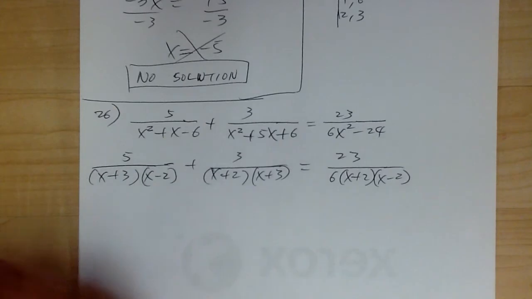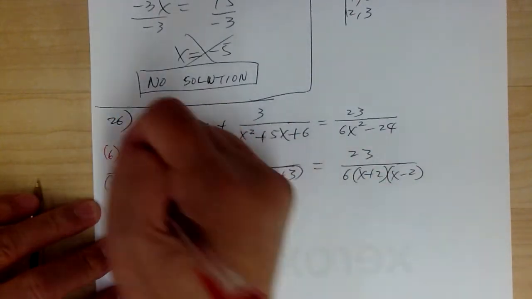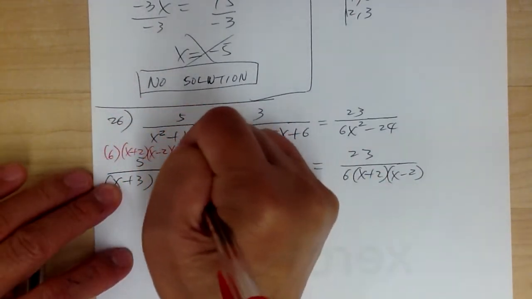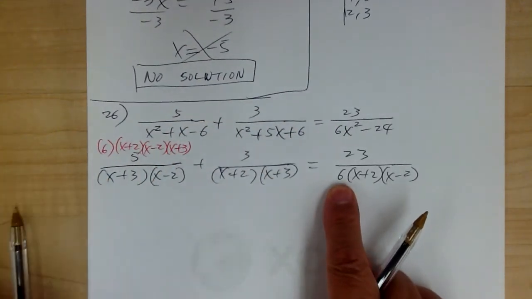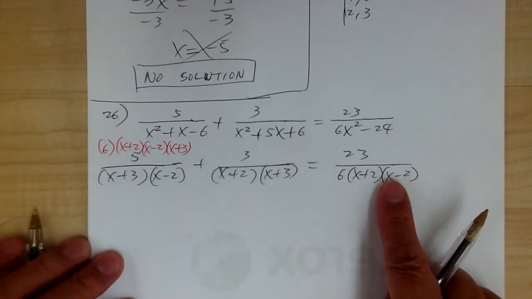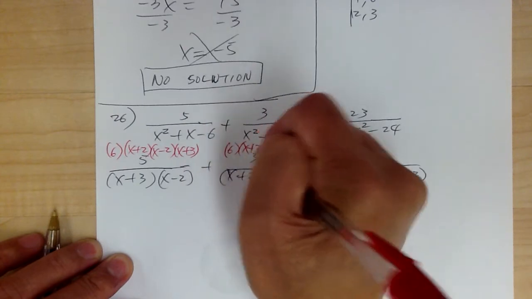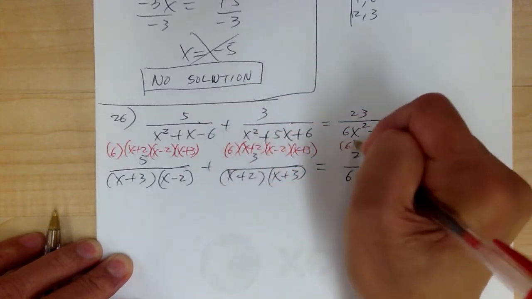Okay, so now your LCD, you're going to need to have a 6, and you need to have x plus 2, x minus 2, and x plus 3, right? So you can look over here. The number is 6, and then you need to have x plus 2, x minus 2, and also x plus 3. So that's what you need to have for each one of these. So write it all out.